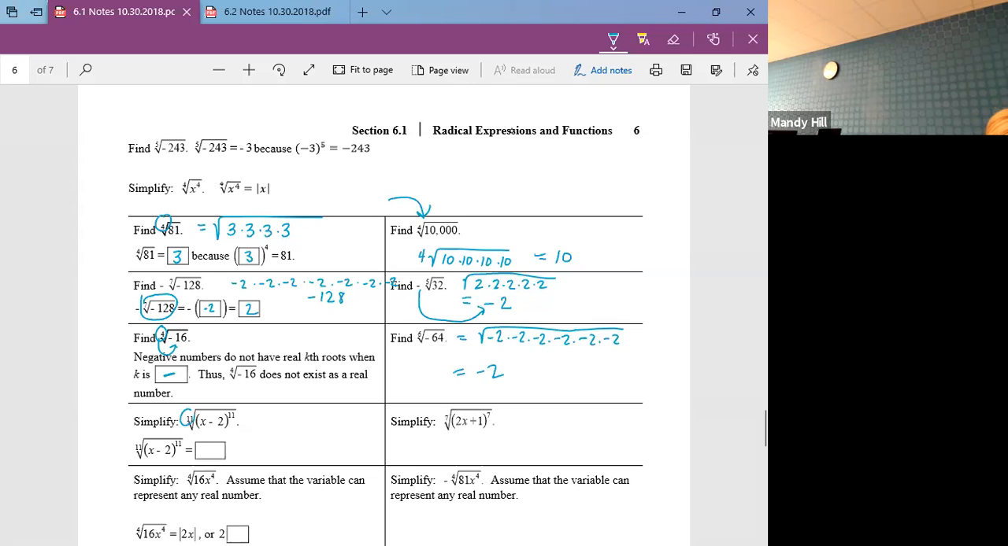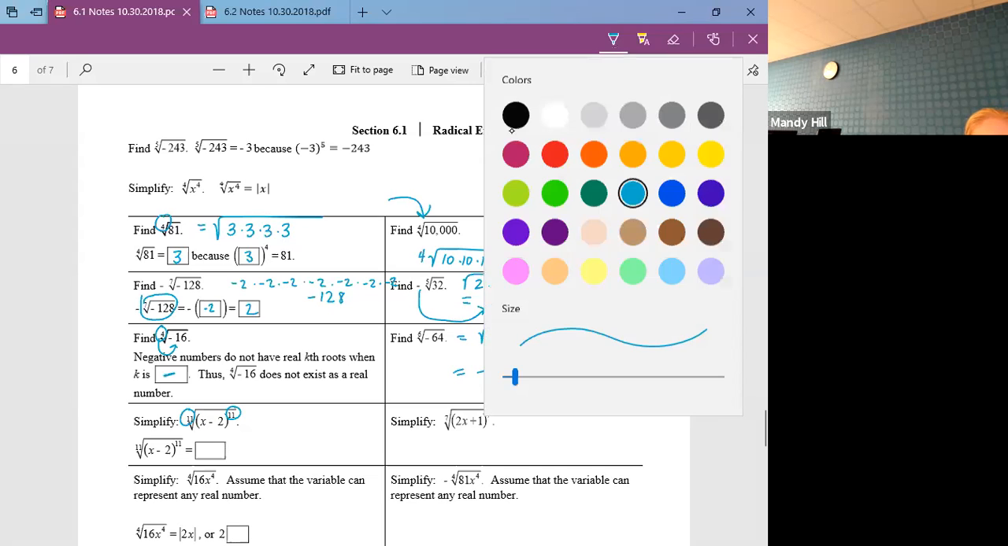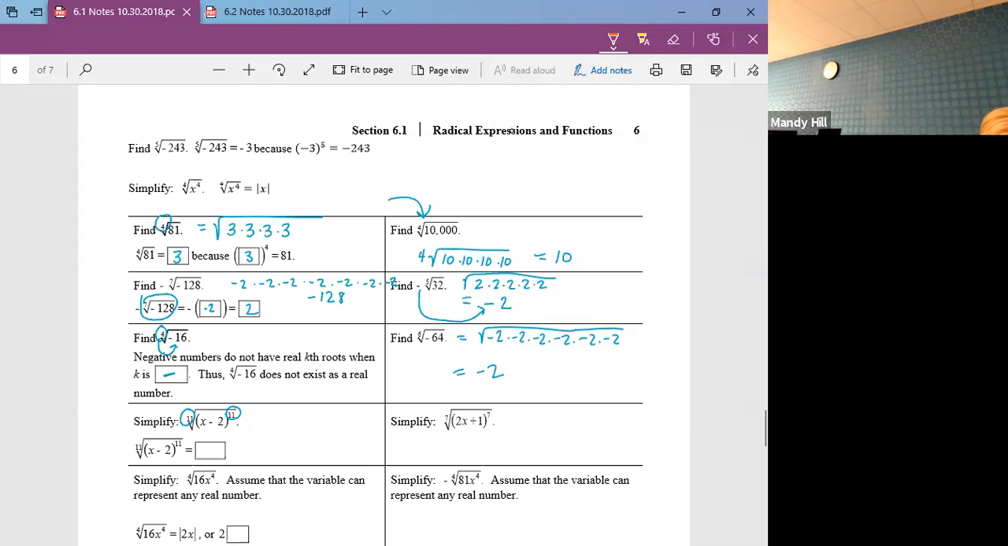Now, here's one of those where we've got both of them raised to the 7th power. What that means, and that was in that definition, is that if these two things are exactly the same, then the answer is just whatever is underneath. So here we've got a 7 and a 7. So the answer is 2x plus 1.